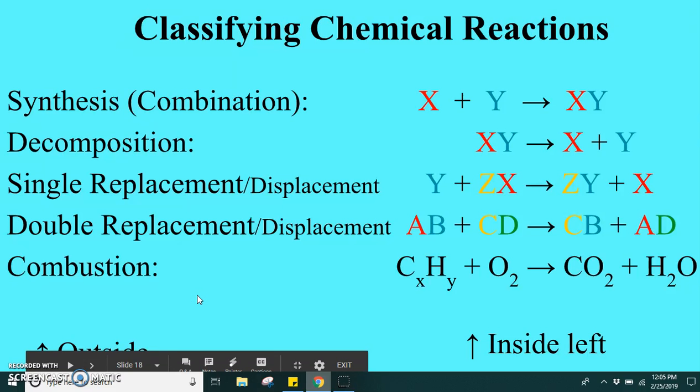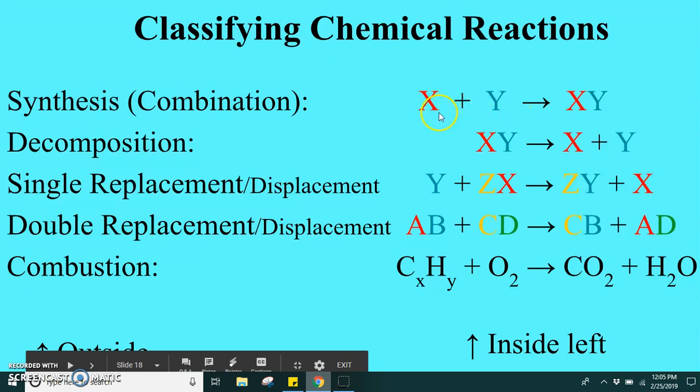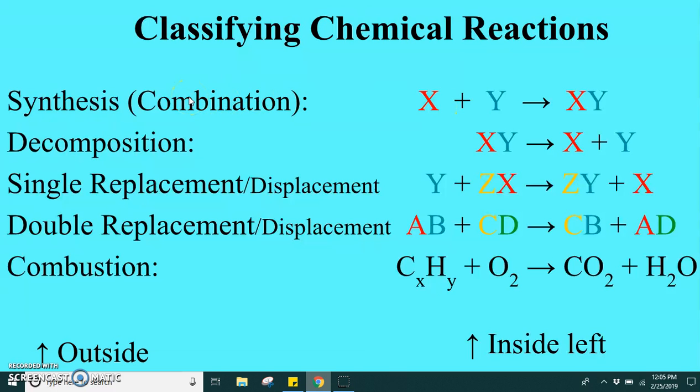This is the basic formatting for this. We're going to go through synthesis, decomposition, single replacement, double replacement, and combustion reactions. I've provided you with a simple skeletal structure of what these reactions look like. A synthesis reaction, also known as a combination, takes things and puts them together, so you only have one product. In a decomposition reaction, you start with one reactant and break it down. These two are opposites of each other.